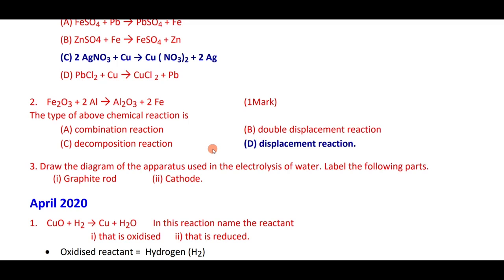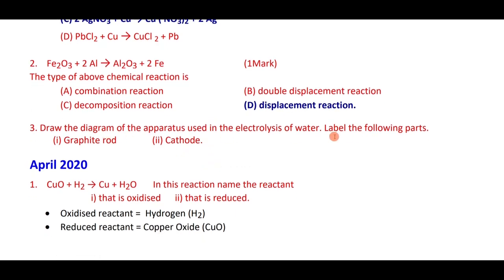Next, Fe2O3 plus 2Al gives Al2O3 plus 2Fe. What kind of reaction is it? It is an example of a displacement reaction, because aluminum is more reactive than iron. Aluminum displaces iron. Next, again the electrolysis of water diagram.